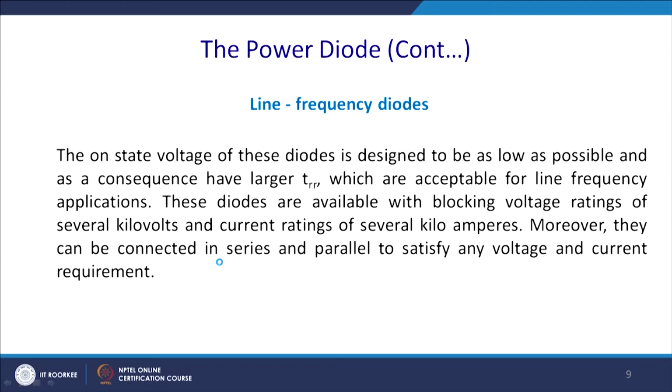A low frequency diode is normally used for rectifier operations, and we want lower conduction loss because it can carry higher current and the drop will be lower, but it will have a soft or slow recovery. So, the on-state voltage of the diode is designed to be as low as possible. As a consequence, it has a larger TRR, which is acceptable for line frequency applications at 50 hertz or 60 hertz, depending on the country you are using.